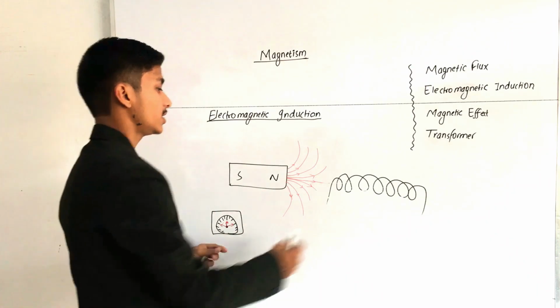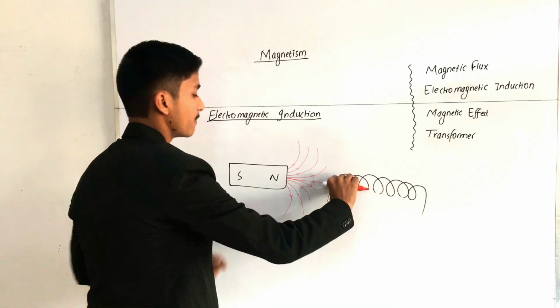What happens when this coil is brought near this magnet?